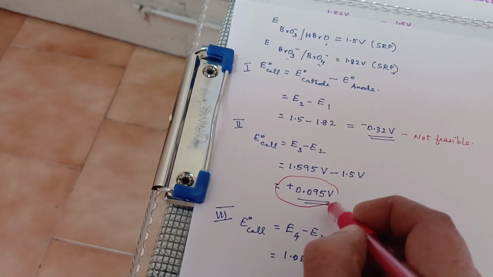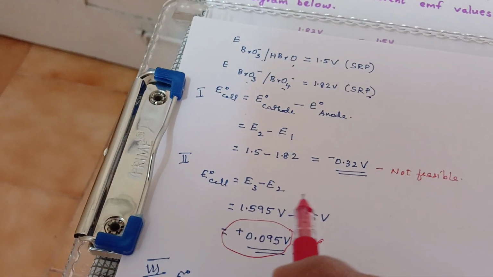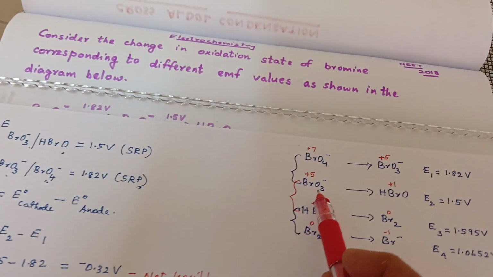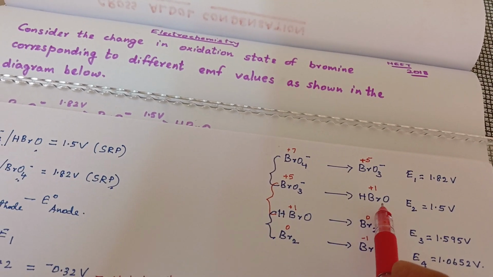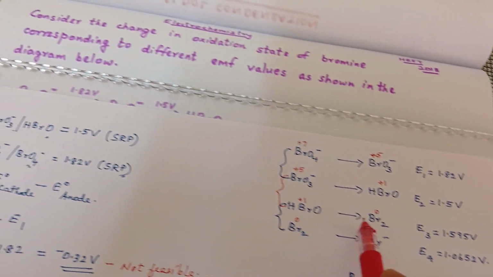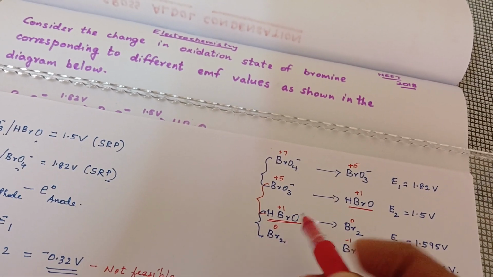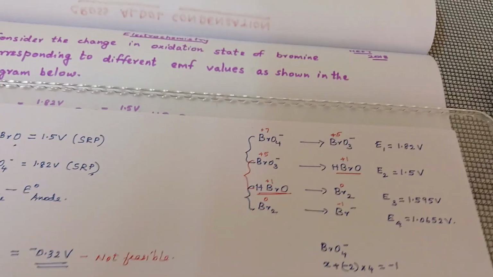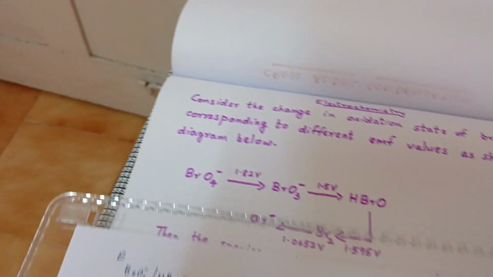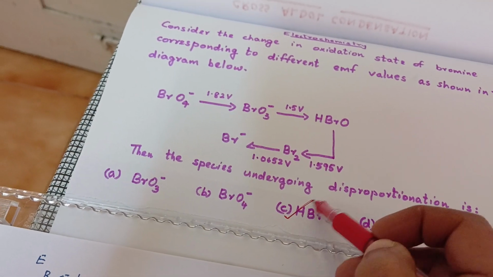Whereas this one is a positive value. This will take place on its own. So we can see that this is for the second cell, that is between BrO3 minus, HBrO and HBrO, Br2. So here we can see the common species is HBrO. So we can say HBrO is the one which is undergoing disproportionation. That is, option C will be the correct choice, HBrO.